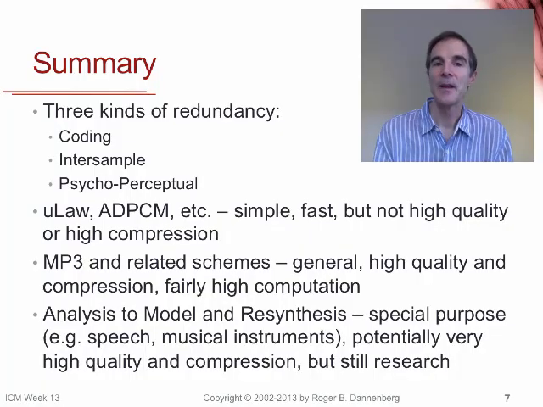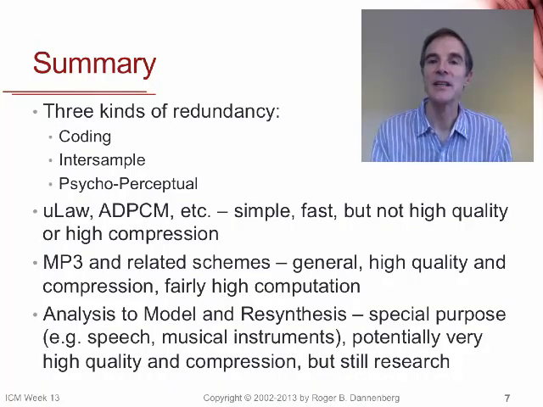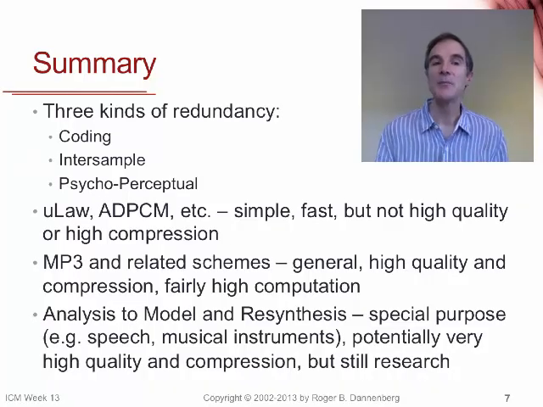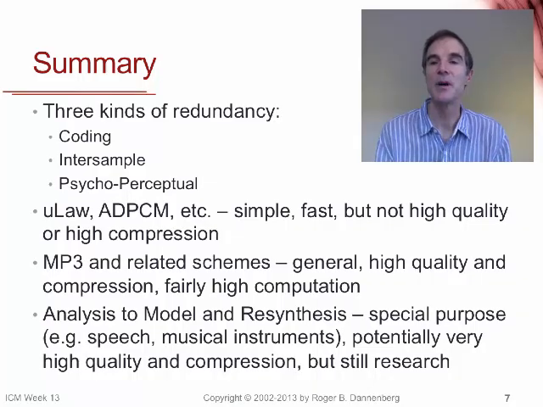To summarize, we've looked at 3 kinds of redundancy in data compression in general. These are coding redundancy, intersample redundancy, and psychoperceptual redundancy. We saw examples of mu-law, ADPCM, and so on, which are simple and fast, but not high quality or high compression ratios.